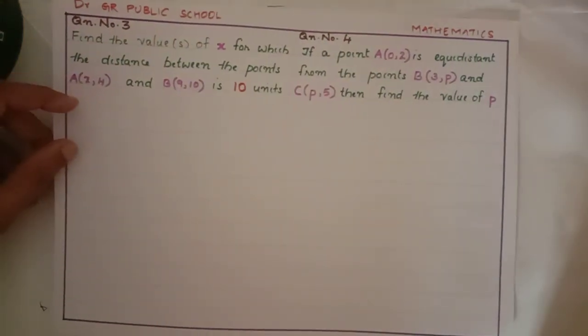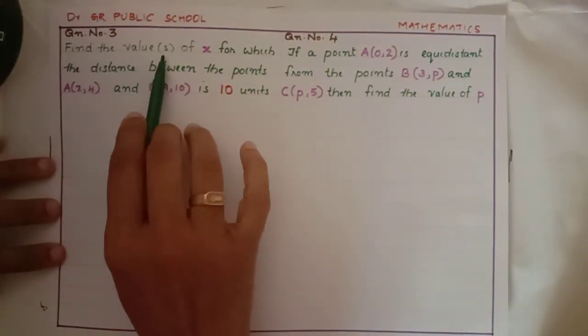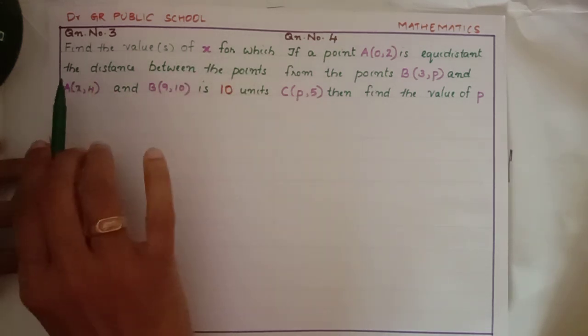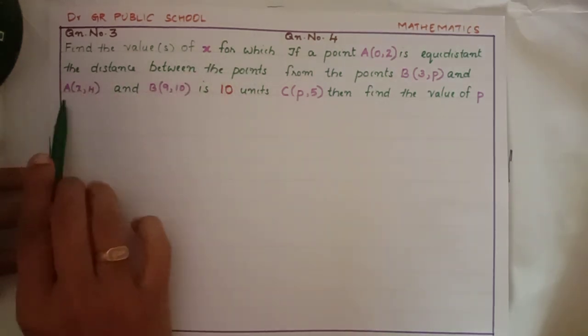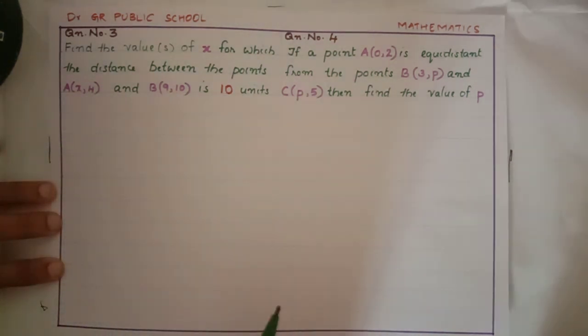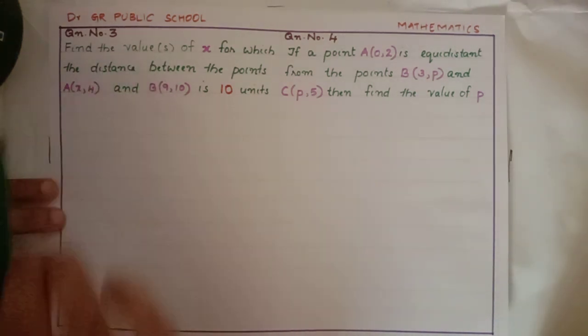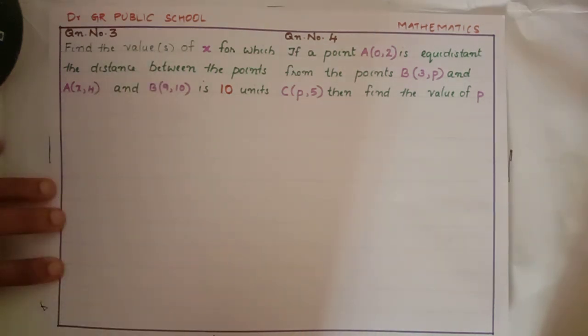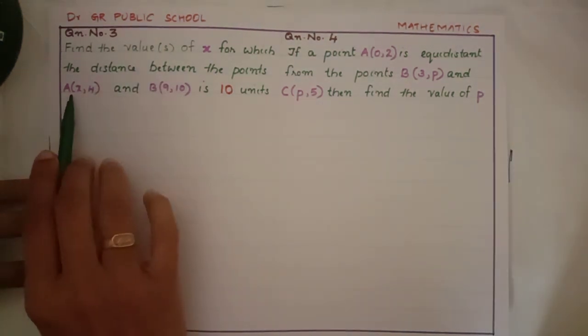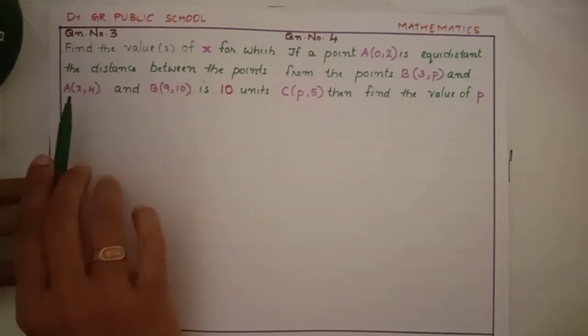Now consider another question. Okay. The question: find the value or values of x for which the distance between the points A (x, 4) and B (9, 10) is 10 units. Okay. Find the value or values means sometimes we will get more than one value. That's why it is written like this. Okay. So we have to find out the value of x here. A (x, 4). Okay.